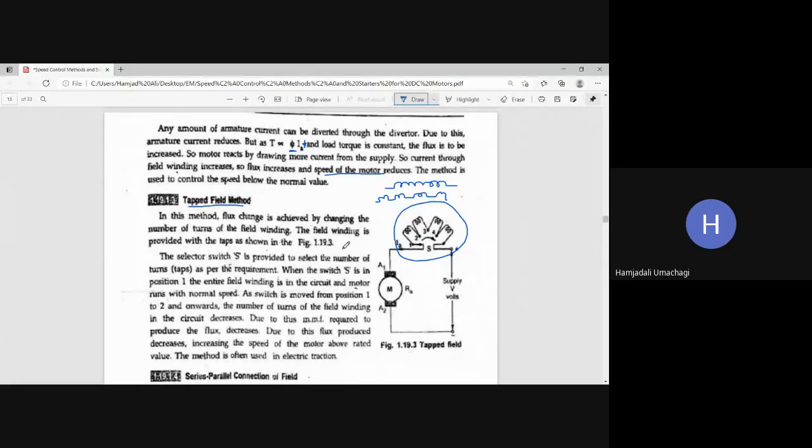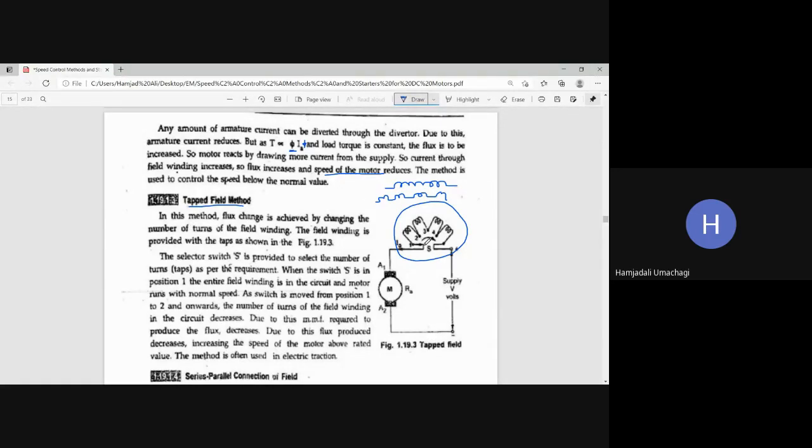We know that the field winding produces the flux, and here I want to change the flux. There are many methods to change the flux value. Out of that, the next method is the tapped field method. Here this is the DC series motor and this is the field winding, but this field winding has certain tappings. So this is tap number 1, tap number 2, tap number 3, tap number 4, and so on up to any number of tappings. Now you need to select which tapping you want.